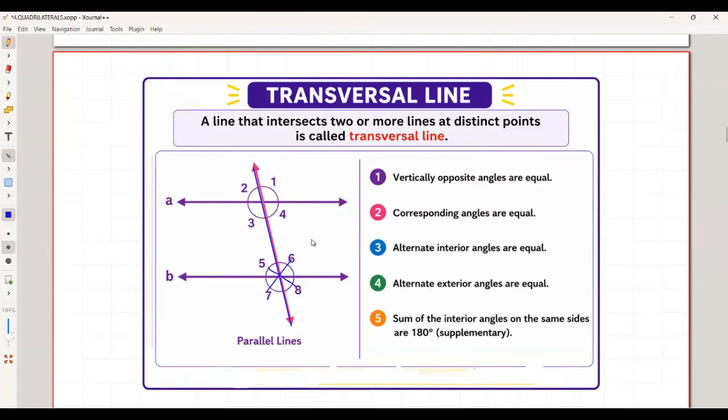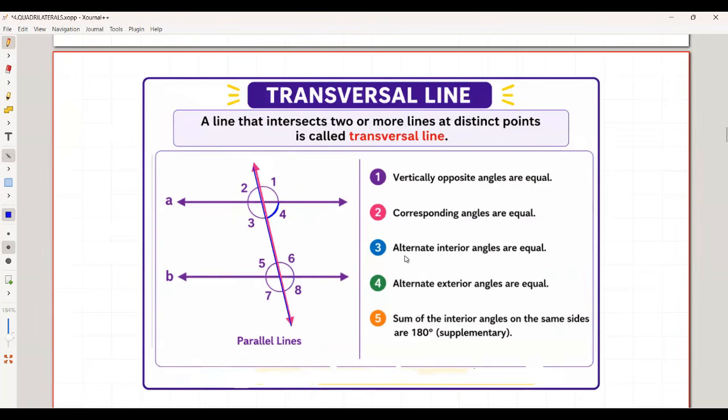Second one, corresponding angles are equal. Angle 2 is corresponding to angle 5. Next, angle 1 is corresponding to angle 6. So corresponding angles are equal. Angle 3 is corresponding to angle 7, the same as angle 4 is corresponding to angle 8. So corresponding angles will be equal. That is the second property.